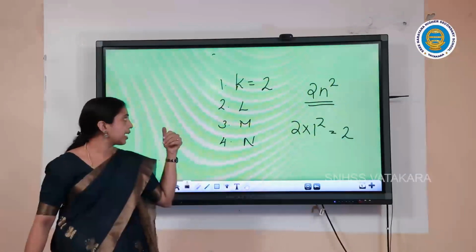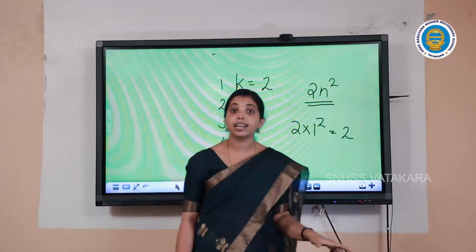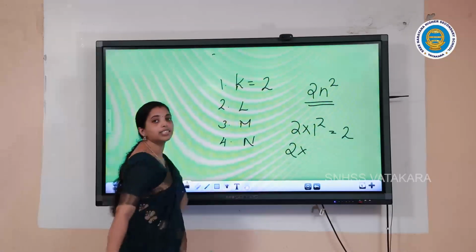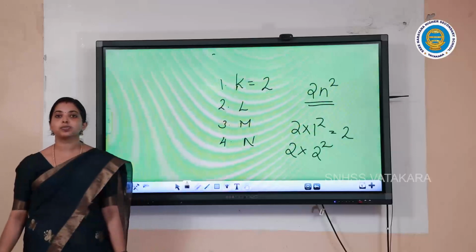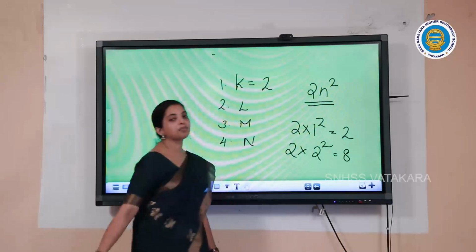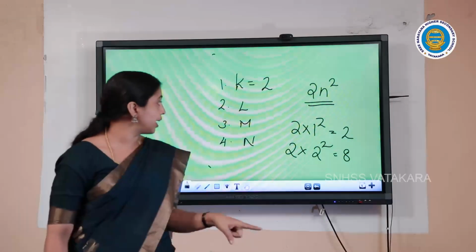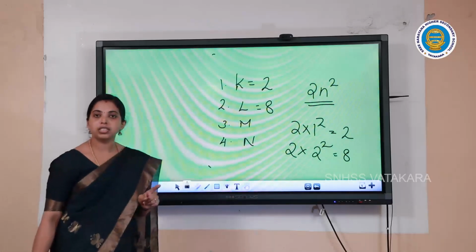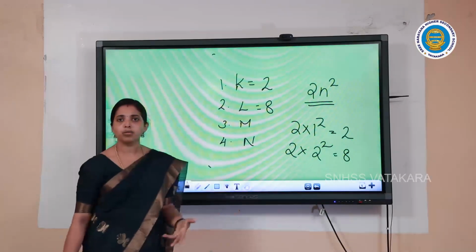Then what about the L shell? How do we find the total number of electrons L shell can accommodate? 2 into the position of the L shell, which is second, so 2 into 2 squared. How much is it? 8. Very good. The maximum number of electrons in L shell is 8. Then what about the M shell?